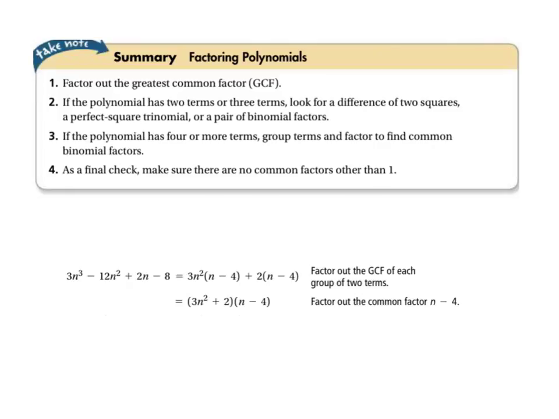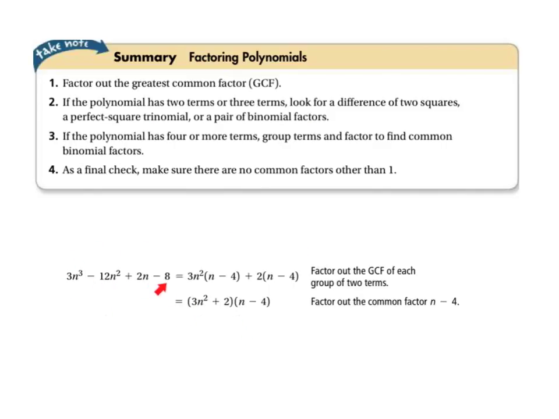So to make sure we understand where we're going with all this, again, we're factoring by grouping. So factor out the greatest common factor first, and you're going to want these steps, so you want to put these in your notes. If the polynomial has two terms or three terms, look for a difference of two squares, a perfect square trinomial, or a pair of binomial factors. And I'll explain what that is as we do them, but again, you're going to want these in your notes. If the polynomial has four or more terms, group terms and factor to common binomial factors. As a final check, make sure there are no common factors other than one, obviously. And again, here's an example of what that looks like.